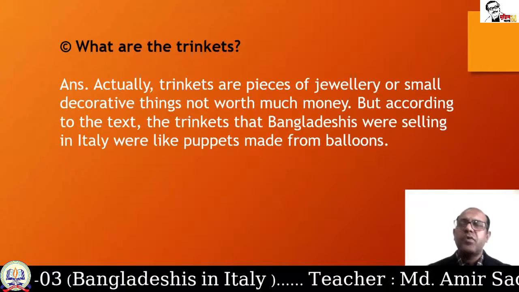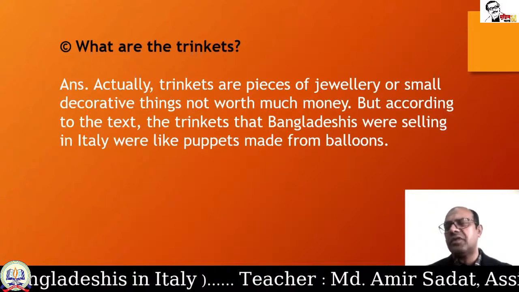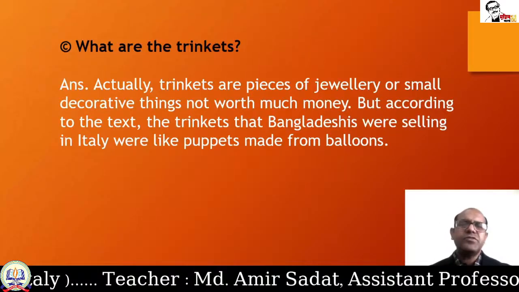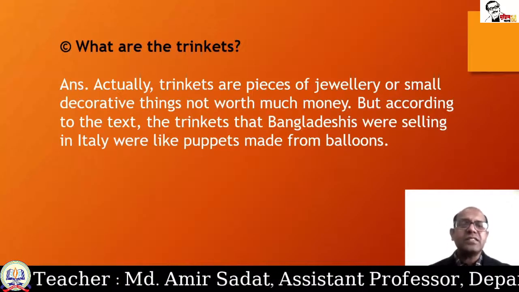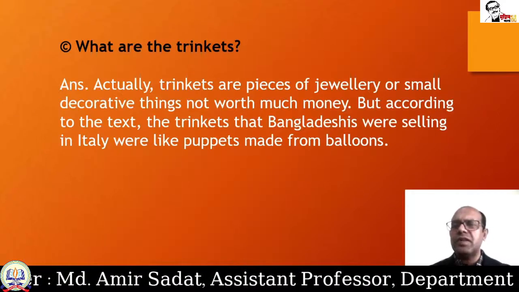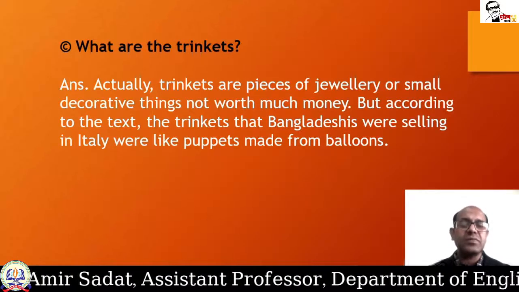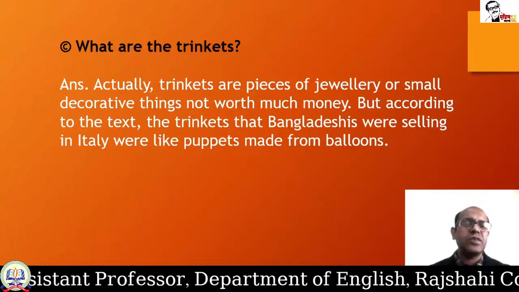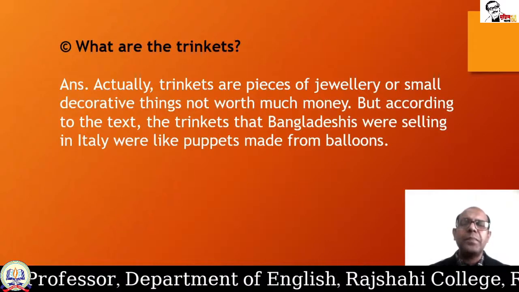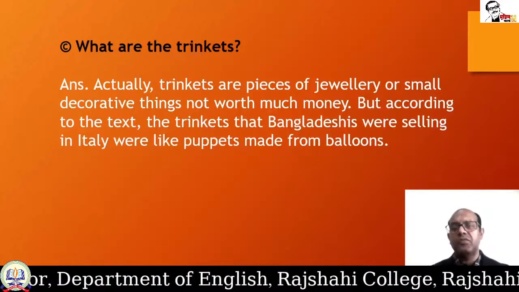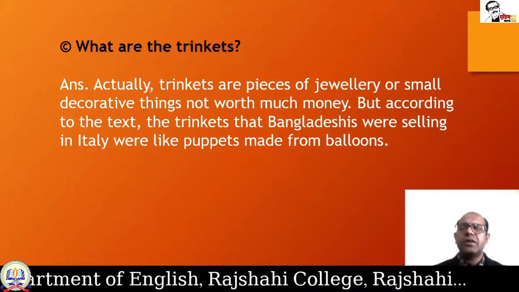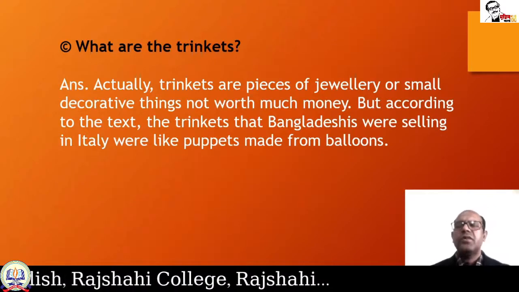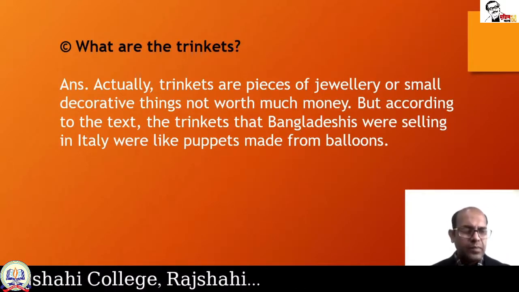Now question C. What are the trinkets? Very important question. And the answer is actually trinkets are pieces of jewelry or small decorative things not worth much money. But according to the text, the trinkets that Bangladeshis were selling in Italy were like puppets made of balloons.